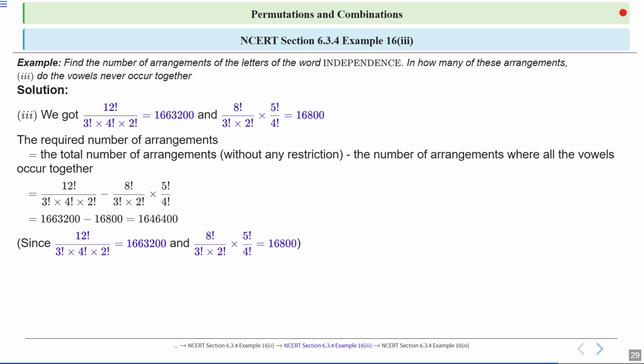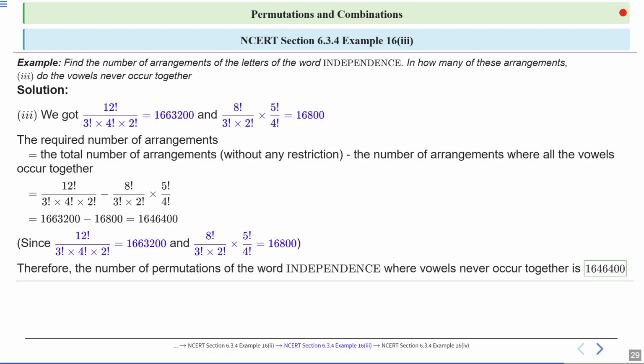Since we have given 12 factorial upon 3 factorial into 4 factorial into 2 factorial is 1663200, and 8 factorial upon 3 factorial into 2 factorial multiplied with 5 factorial upon 4 factorial is 16800. So therefore, the number of permutations of the word independence where vowels never occur together is 1646400. I hope it is clear.